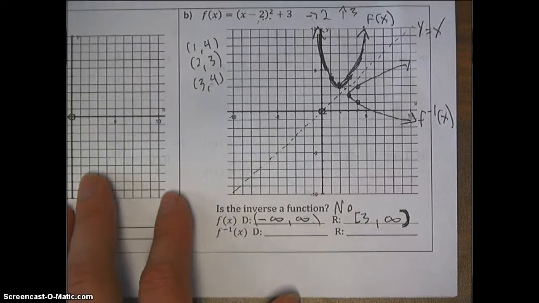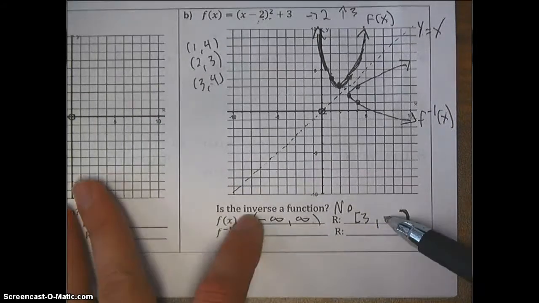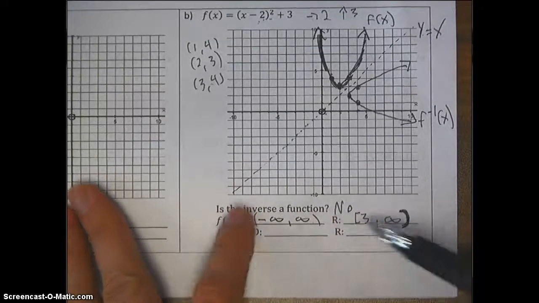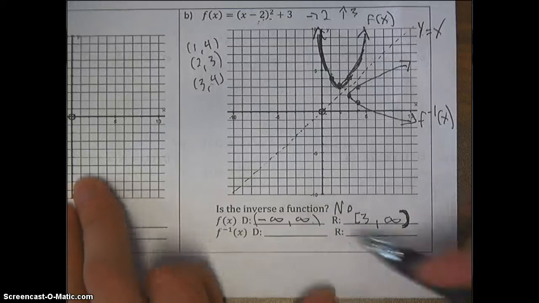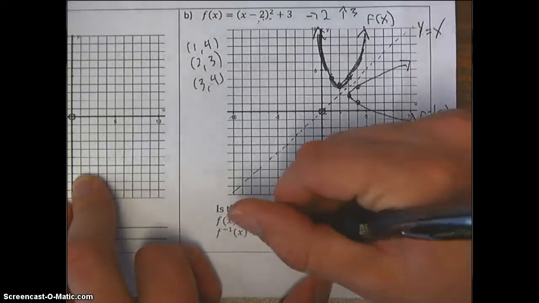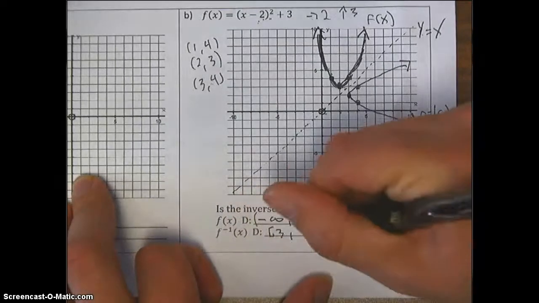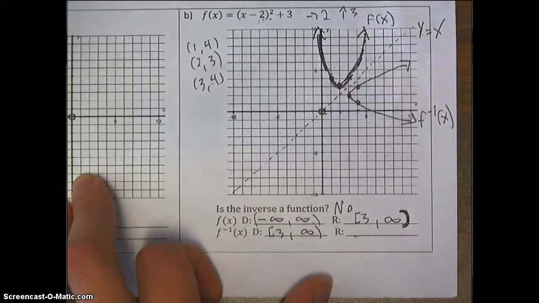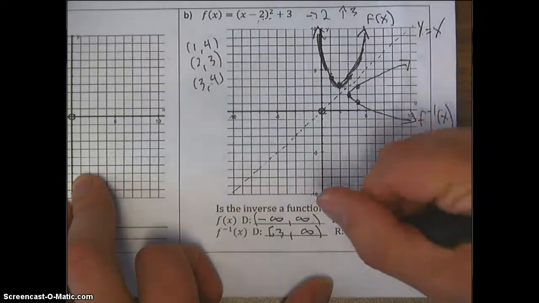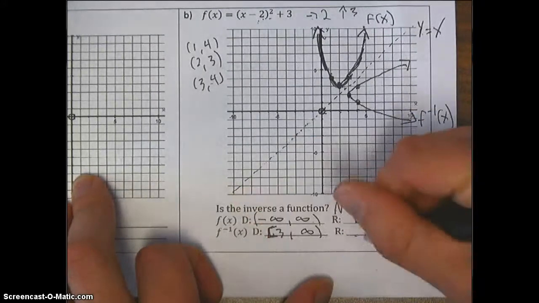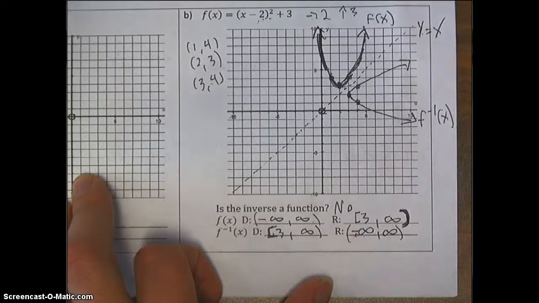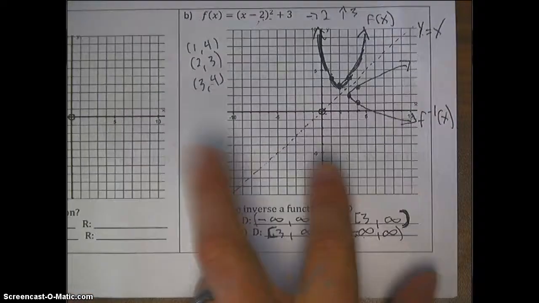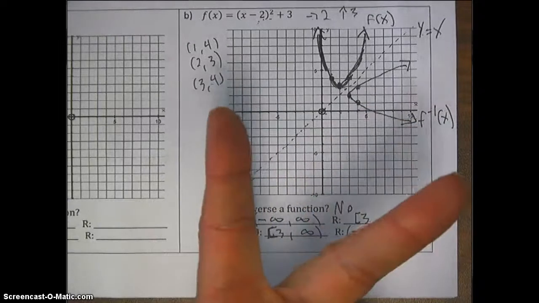And the nice thing about inverses is that their domain and range, you just flip them. So the domain over here is the range over here, and the range over here is the domain over there. So domain becomes 3 to infinity for the inverse, and it becomes negative infinity to positive infinity for the range. So the domain and range, they just flip. That's it.